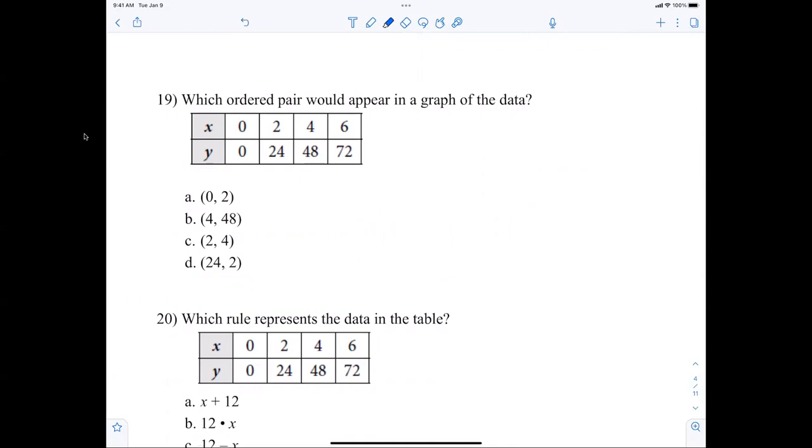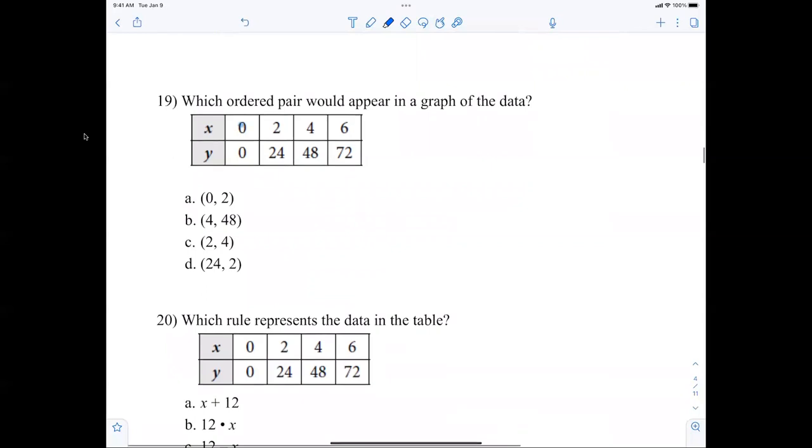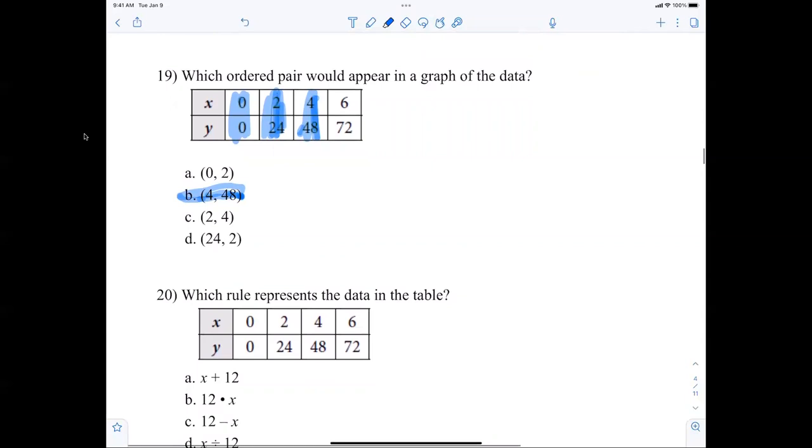So which ordered pair would appear in a graph? So what ordered pair would this be? 0, 0, correct? This ordered pair would be 2, 24. This ordered pair would be, so there it is, 4, 48. Everybody good with that? All right. What? I don't know.